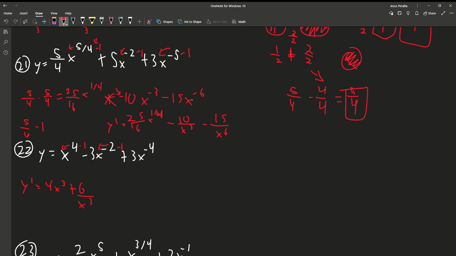Start going a little bit faster. This is negative 12. Negative 4 times 3 is 12, but since it has a negative, it's going to be negative. Minus 1, it's going to be x to the power of negative 5. So we just write it in the bottom.